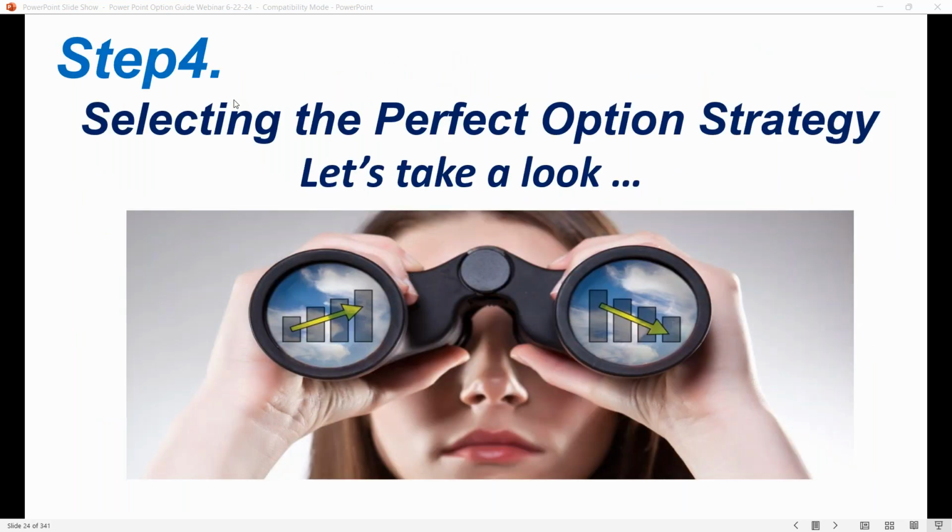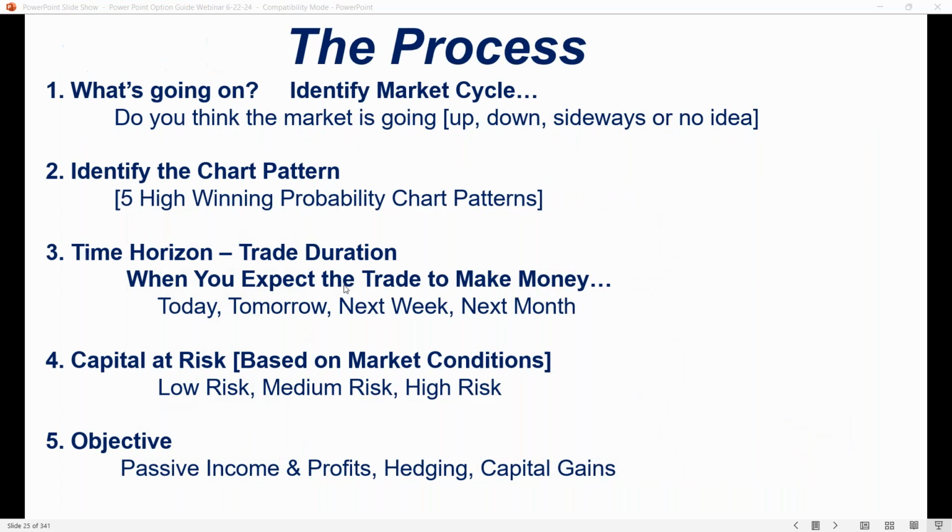Now step 4 comes down to selecting the perfect option strategy. Let's take a look at some of the ones that I really like to follow in the process. First, you want to ask, okay, what's going on? We always want to identify the market cycle. There are not a lot of different ways we can do this, but in Power Cycle Trading, we use the trading indicators that I've developed to give us the cycles of the market. Do you think the market's going to go up, down, sideways, or have no idea?